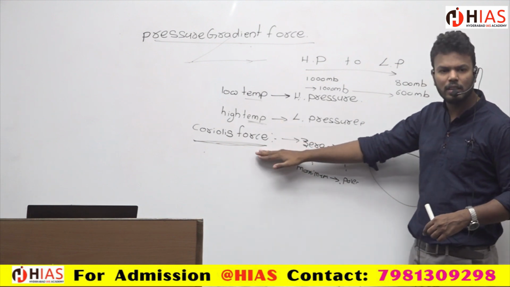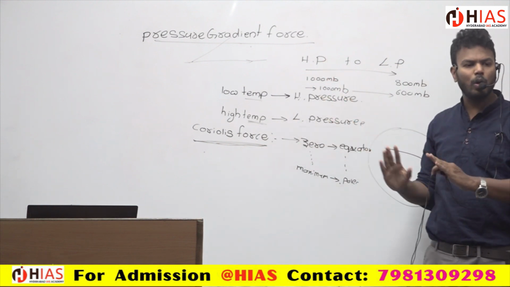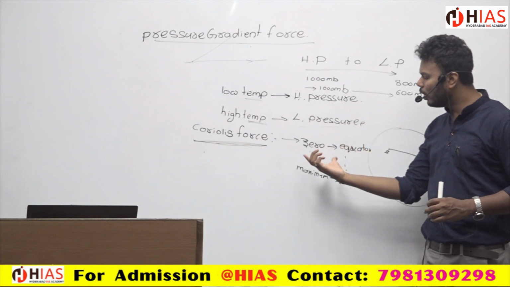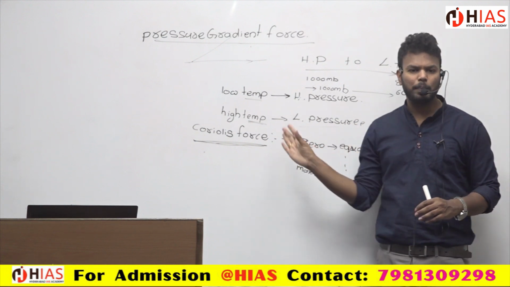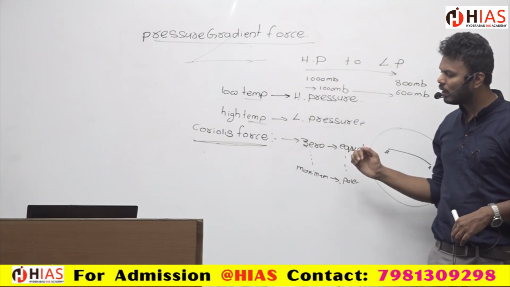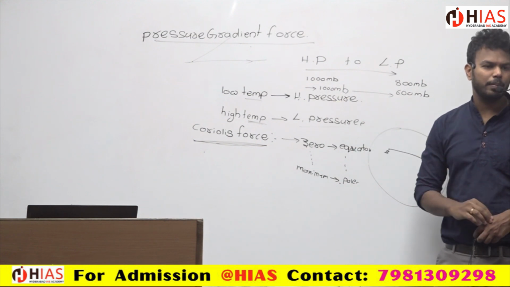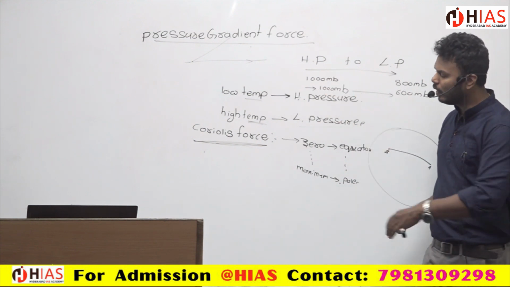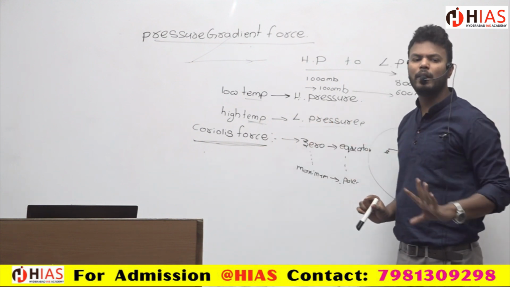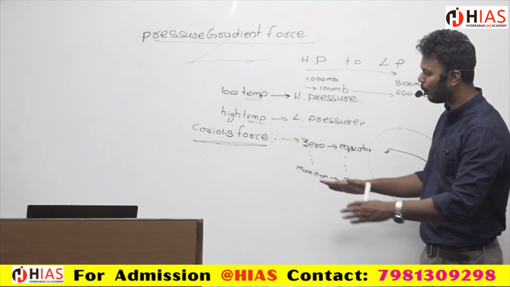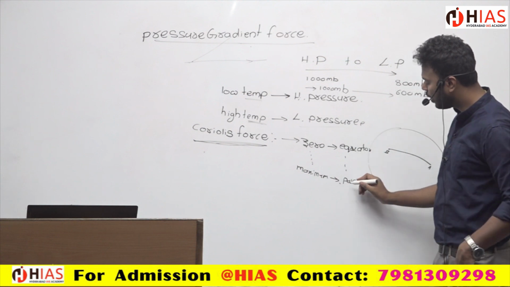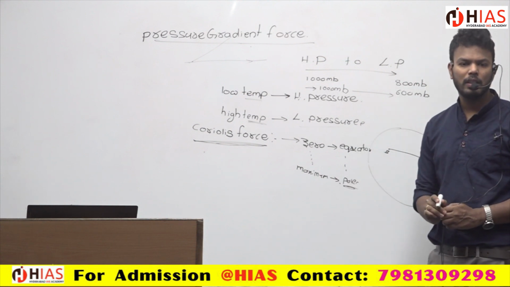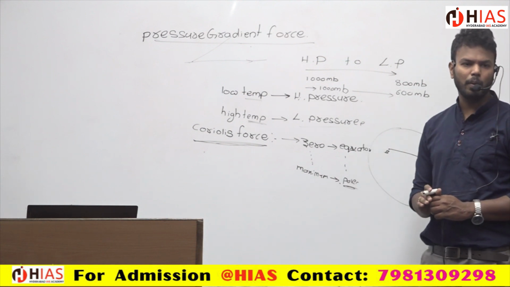This deflection is all over the globe, it will be there. But it is zero at the equator, not experienced. That is why cyclones will never form at the equator. Cyclones will form away from the equator. I will use this concept there, and I will explain it when I explain the Coriolis force. But the deflection is highest at the where? Poles. The deflection will be highest at the poles.